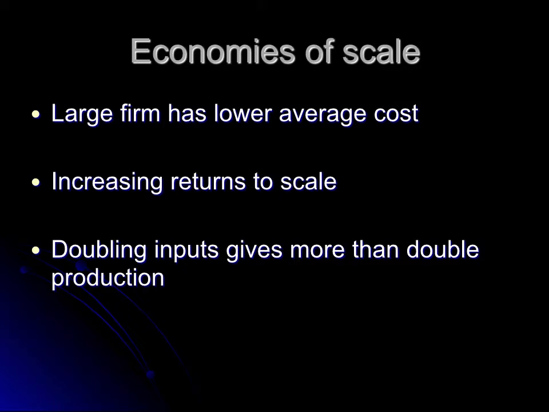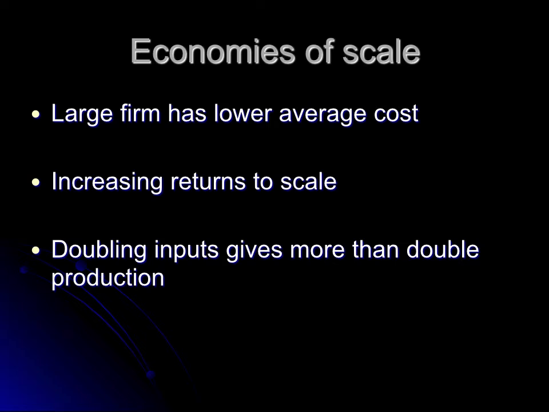Economies of scale are defined as lower average costs for large companies. This suggests that the technology exhibits increasing returns to scale, meaning bigger is lower cost. If we double the size of all the inputs, we get more than double the amount of output. Another way to think of this is that large firms are indivisible. If we break a large factory into many smaller factories, we won't get the same amount of output.